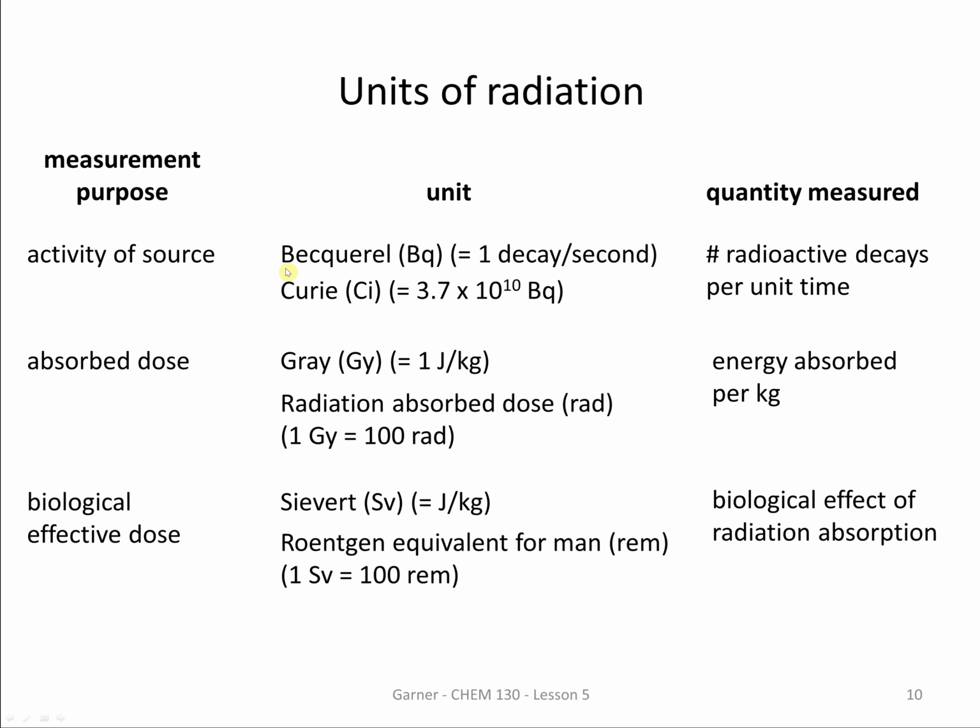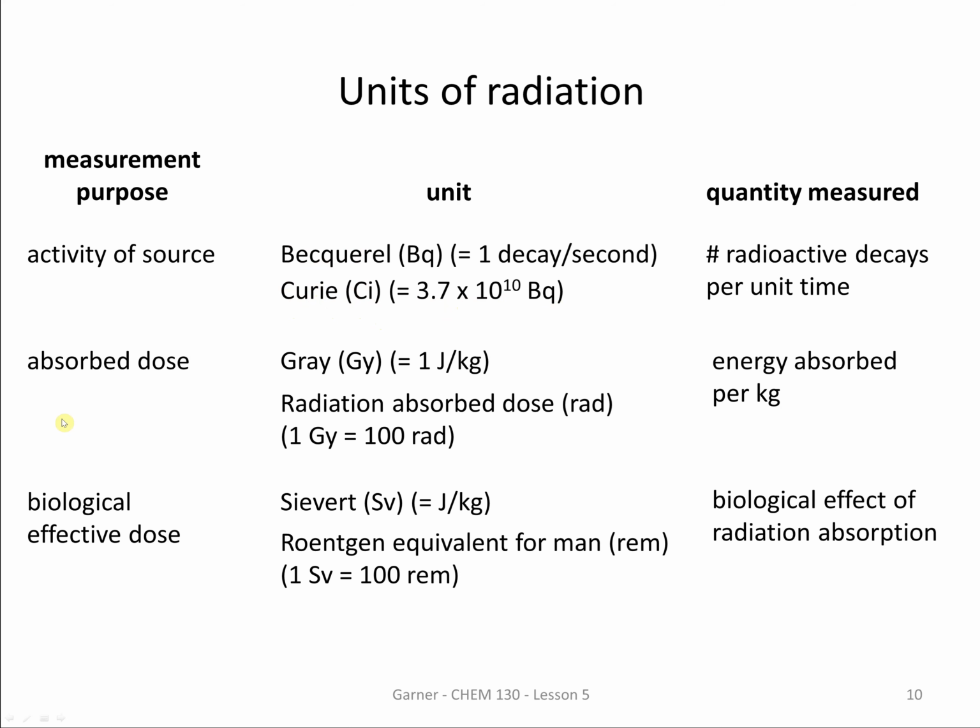The SI unit for measuring the activity of a radioactive source is known as the becquerel. This is defined as one radioactive decay per second. It turns out that's a really small unit of measuring activity, so a much more common unit is the curie. Curie is abbreviated Ci, and it represents 3.7 times 10 to the 10 becquerel. So the curie is a much, much bigger unit than the becquerel, and it's more often used in real-life scenarios.